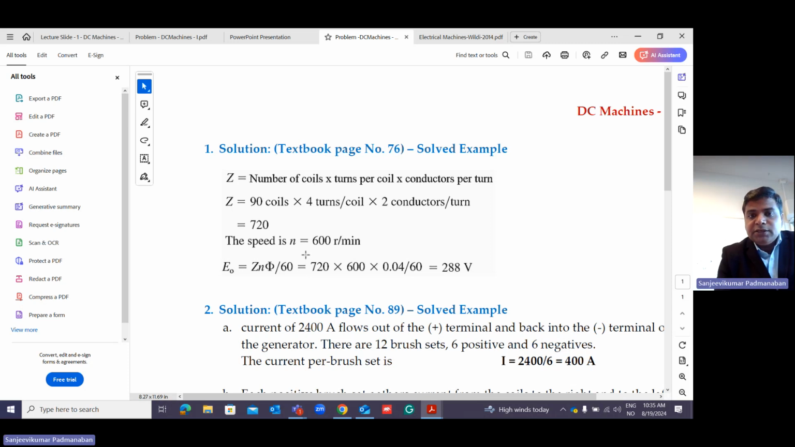What is the speed of the machine? 600 revolutions per minute. Now I know the value of Z. I know the value of N. Phi is already given in the problem, 0.04. Find the answer. You should get 288 volts. Try. Right?